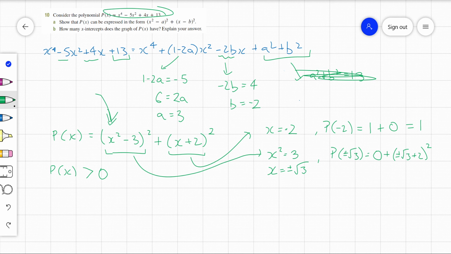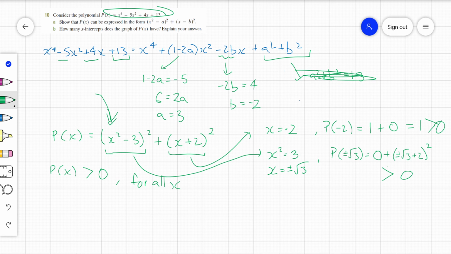Now, even if I minus root 3, it would still be a positive number anyway, and we're also squaring it, so we're getting a positive number. So this, sorry, I can't fit it on, but that is going to be a positive number. And we know 1 is also a positive number. So we can say that this polynomial is always positive for all values of x.